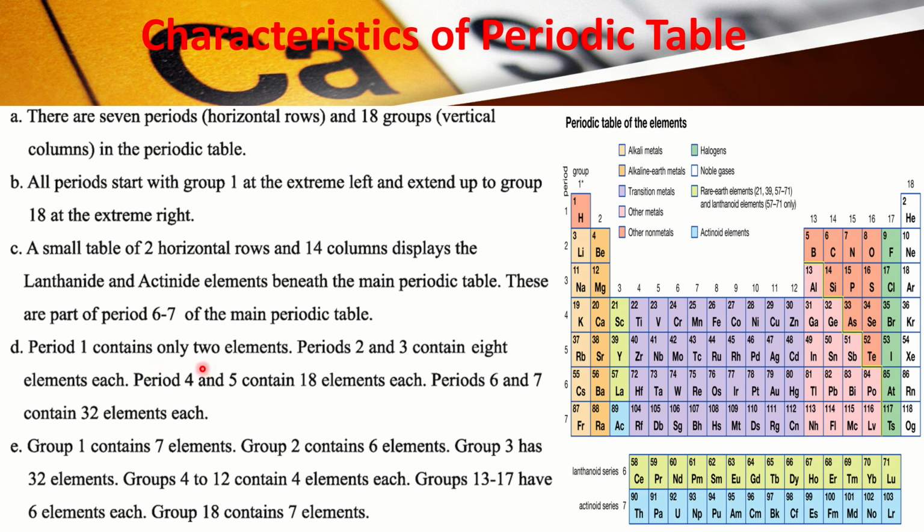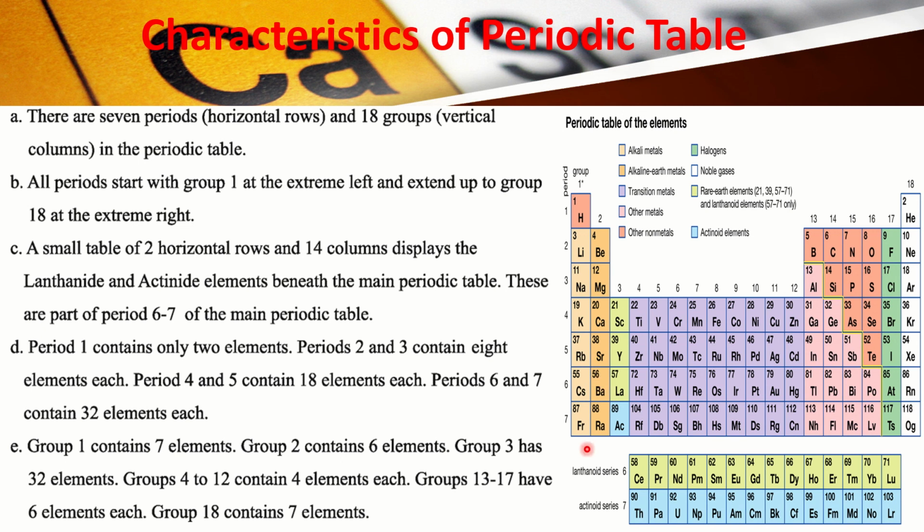Period 2 and 3 contain 8 elements. There are 8 elements in each of these 2 periods, period 2 and 3. And period 4 and 5 contain 18 elements each. Period 4 and 5, in every box there is an element. So there are total 18 groups and there are total 18 elements in period 4 and period 5.